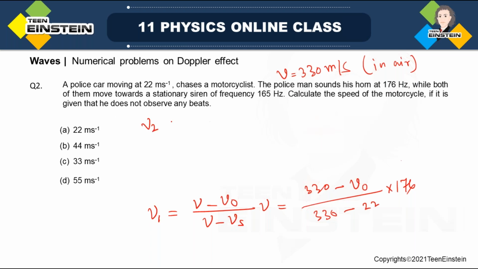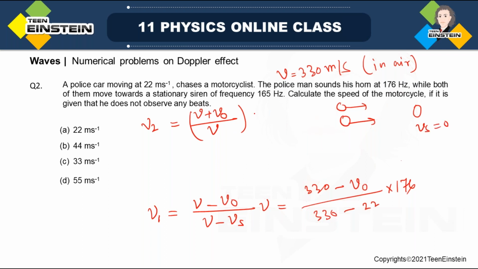So what is nu 2? Nu 2 is the case where the source is stationary and the observer is moving towards it. In that case, you know what will happen, because the observer is moving towards the source. So it is (v plus v observer) divided by v, because the source is not moving, vs is 0.